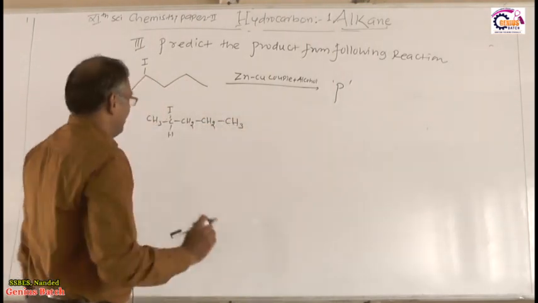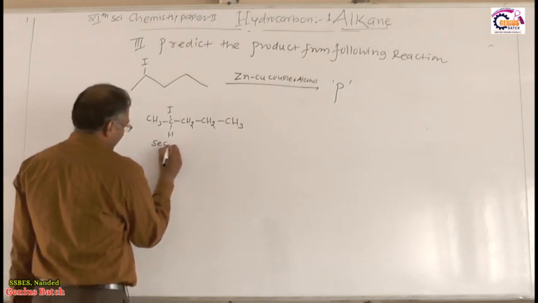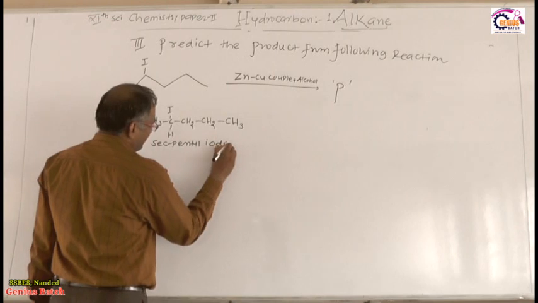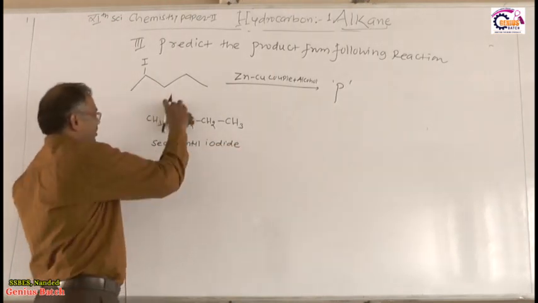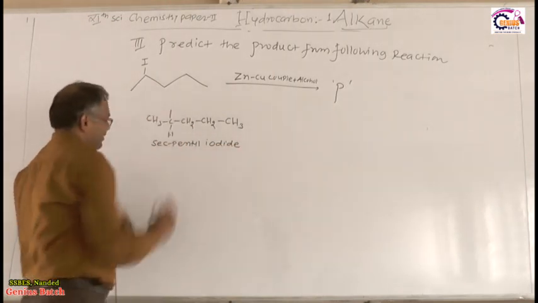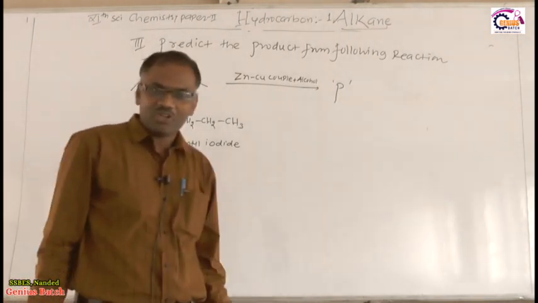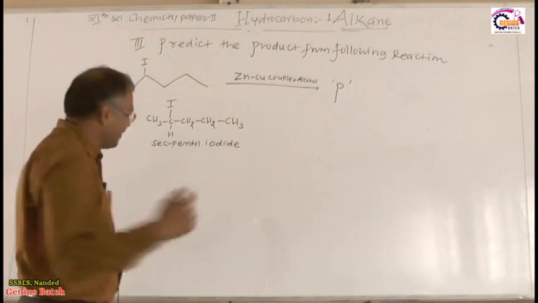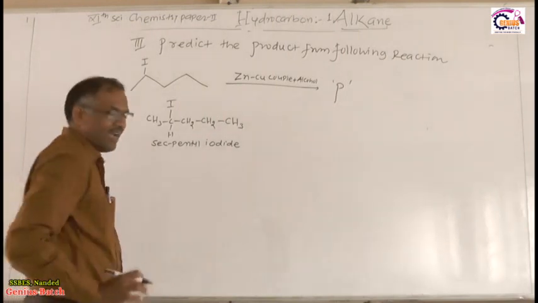So this is called secondary pentyl iodide, right? Why? Because this group is the secondary pentyl group. What have I attached? Iodine. So it becomes secondary pentyl iodide.